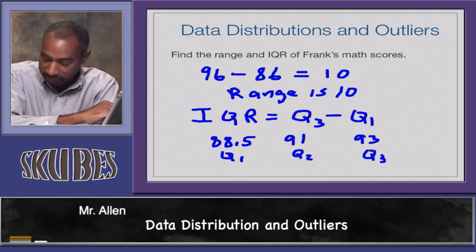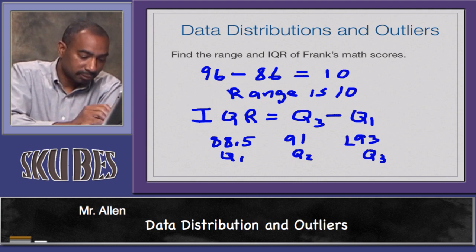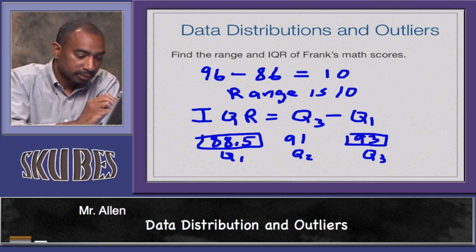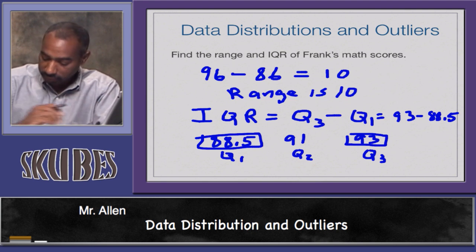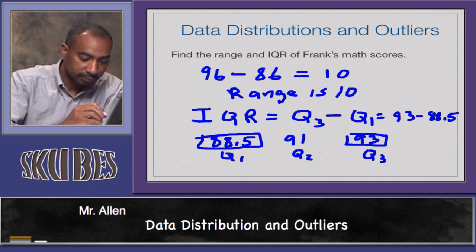All right, so what you want to do is you're going to subtract these two, the difference of these two numbers. So that's just simply 93 minus 88.5. And when you do that, you get 4.5.